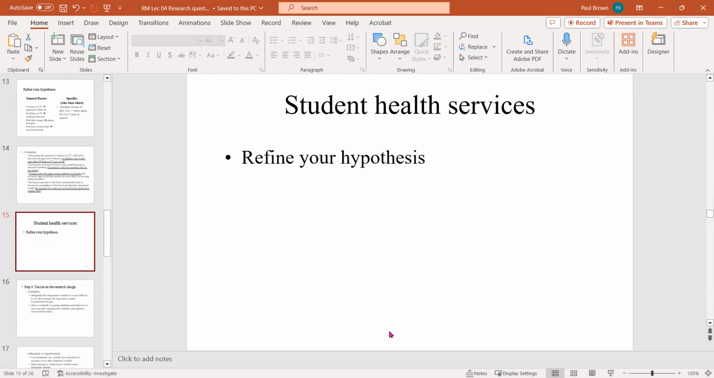These students with higher ratings of perceived quality have higher willingness.